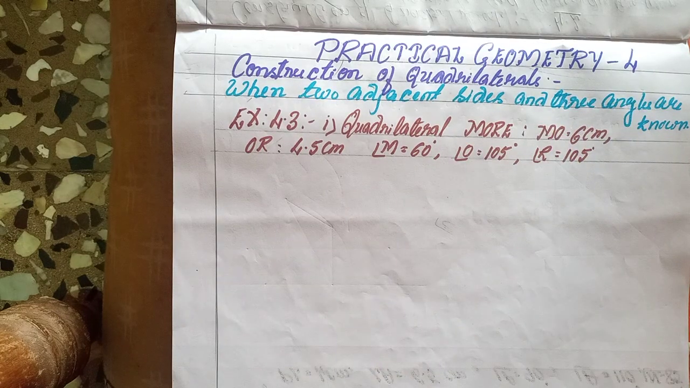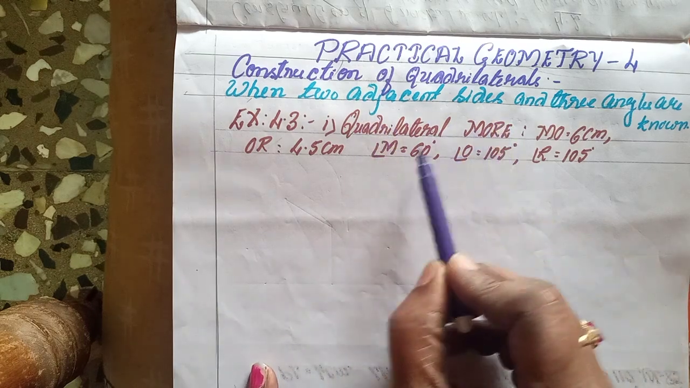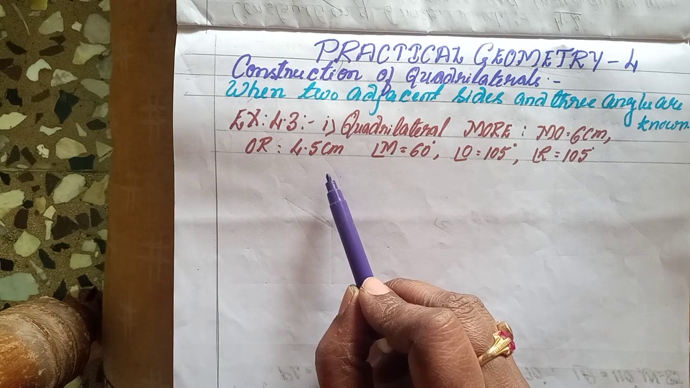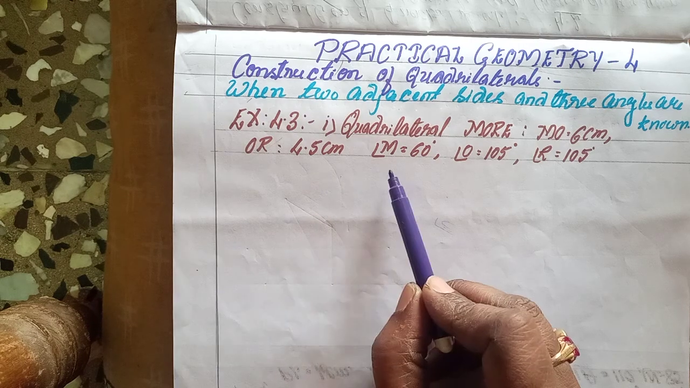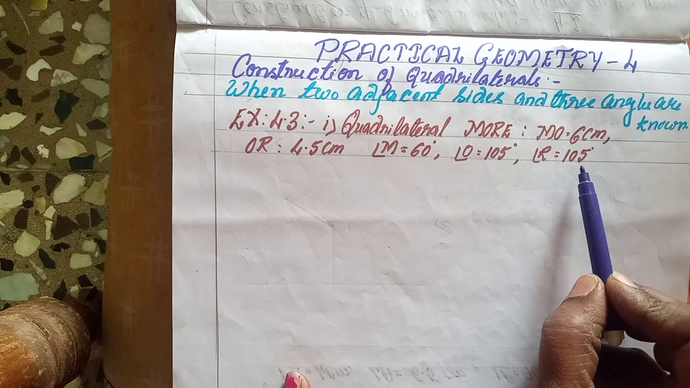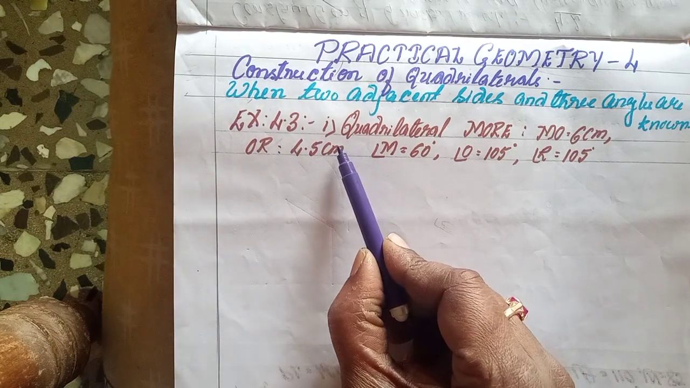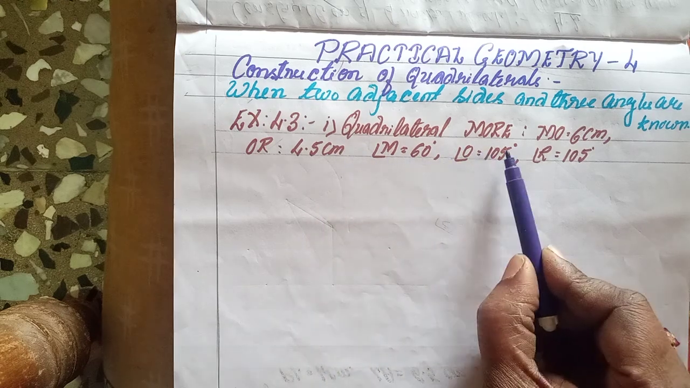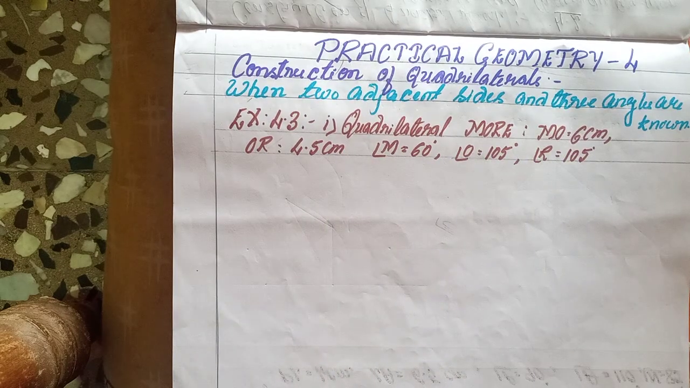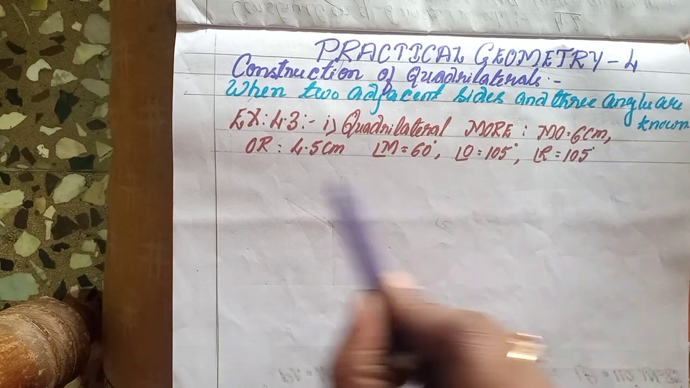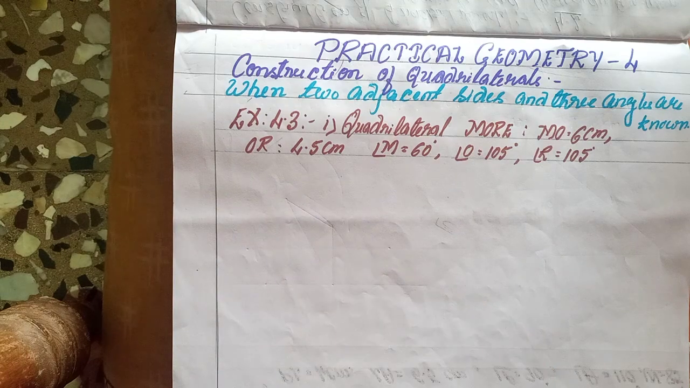In these constructions, two sides are given. Two sides are adjacent sides. Adjacent sides means the sides which lie side by side. And three angles are given. With the help of this, we have to construct. Before starting, in 4.3, the first problem, quadrilateral MORE. We have to construct MORE. Two adjacent sides are given: MO is equal to 6 centimeter and OR is equal to 4.5 centimeter.